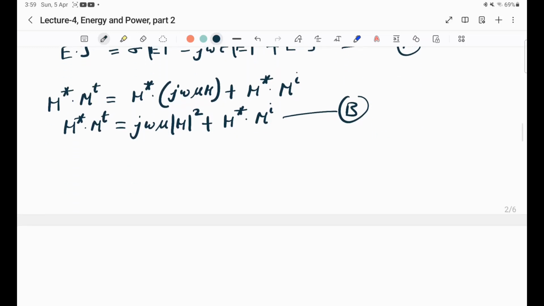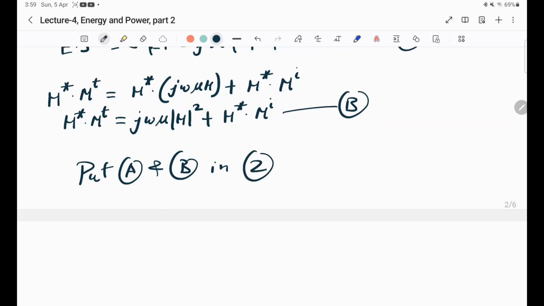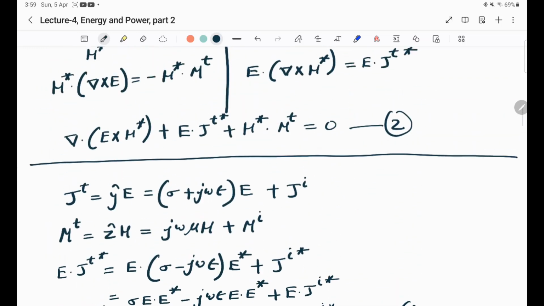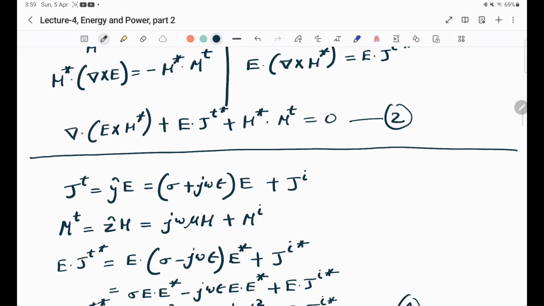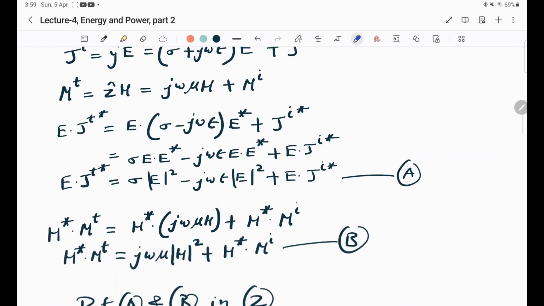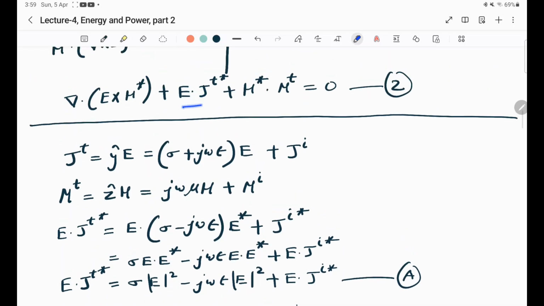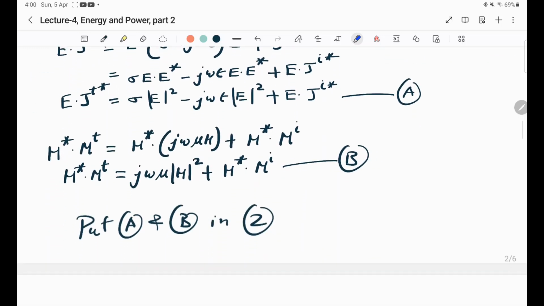Okay, now we will put A and B in equation number 2. So what was our equation number 2? This was our equation number 2. So we are going to put E dot J total conjugate and H conjugate dot M total from equations A and B over here. Okay, so let's do that.